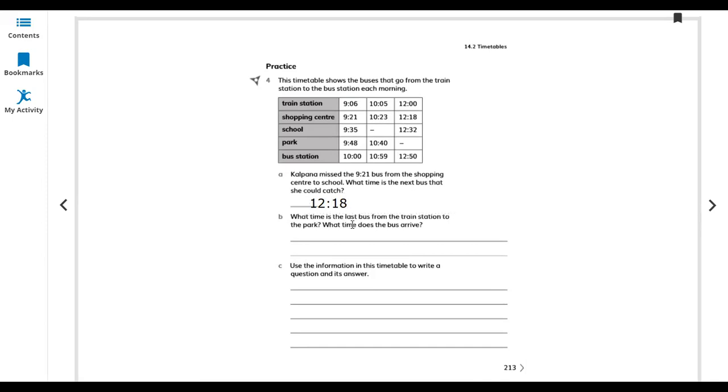The 12:18 bus. What time is the last bus from the train station to the park? The last bus. It's not this one. Train station to the park. This one, 10:40, and it left the train station at 10:05. So 10:05 to 10:40. We can write here its starting time 10:05 and it arrives at 10:40.